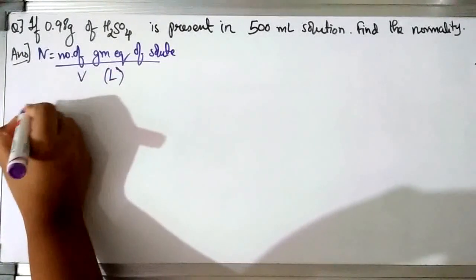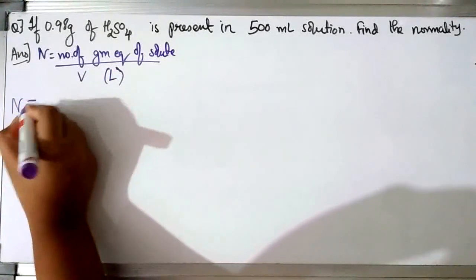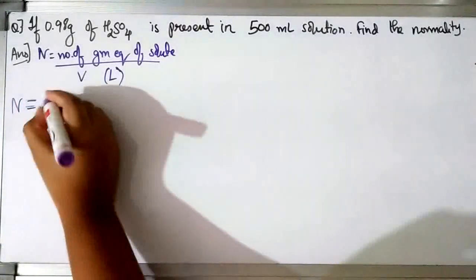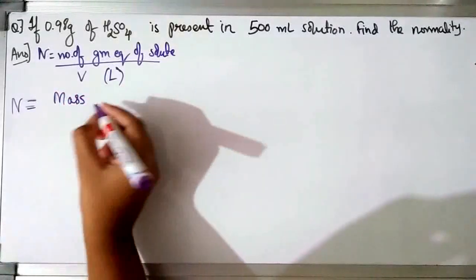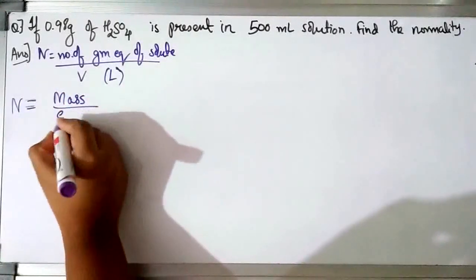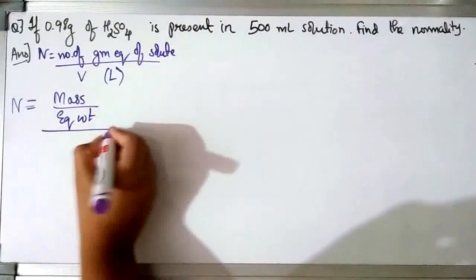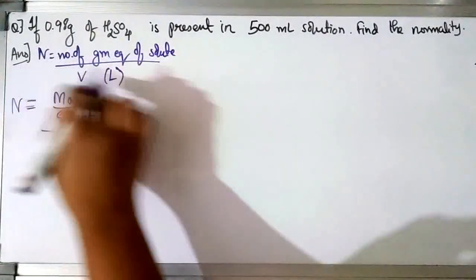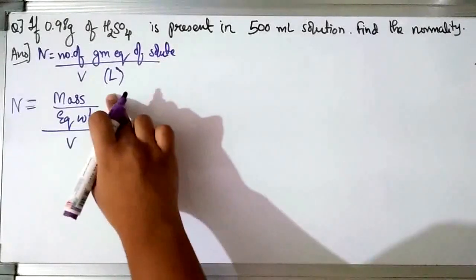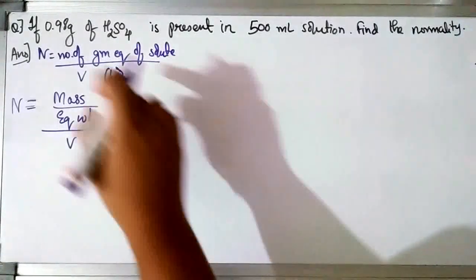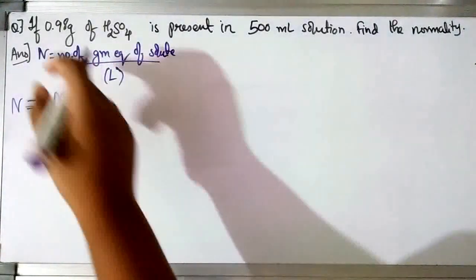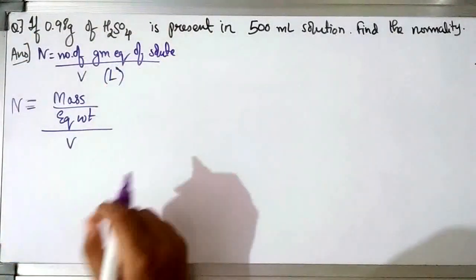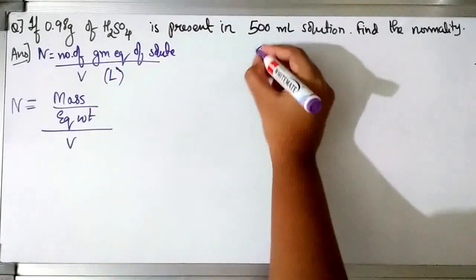In the previous video, we talked about how the number of gram equivalents is equal to the given mass upon the equivalent weight. So the normality will be equal to the given mass upon the equivalent weight, whole divided by the volume of solution in liters. The mass is given as 0.98 grams. We know the volume of solution, we know the mass, we know the volume. We have to find the equivalent weight.